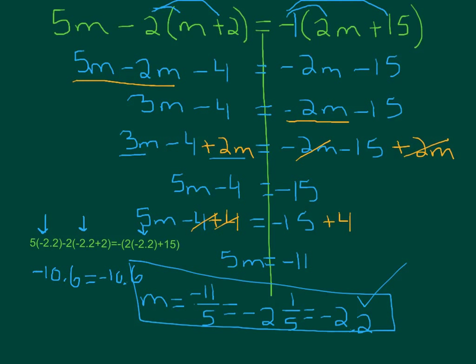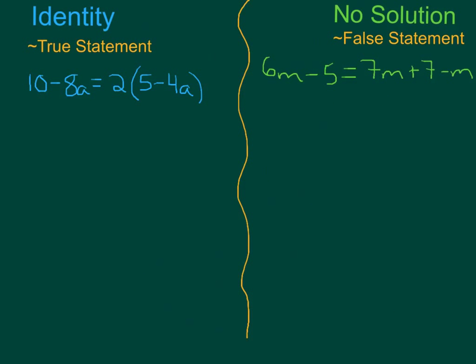Now let's look at some special cases. The two types of special cases are called either an identity or a no solution. Identity also means that there are an infinite number of solutions to the equation. So let's first look at the blue one, and let's solve it like we normally would. You'd start with distributing. So 10 minus 8a equals 10 minus 8a.